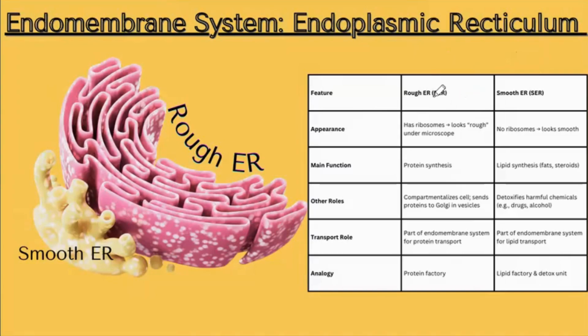So for example, if we're taking a look at the rough ER, it's going to look rough because it has those spots, the white spots right here, they indicate that they have ribosomes, and they look rough when we look under the microscope. Now, with the smooth ER, remember they're smooth because there are no ribosomes. Now, let's talk about the functionality between rough and smooth because this can be difficult for students to understand, especially if you're given a free response question or multiple choice question.